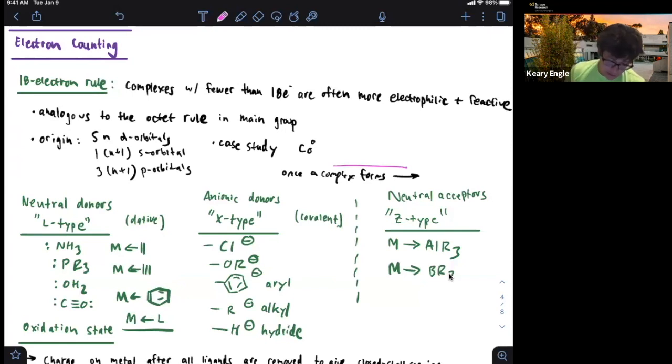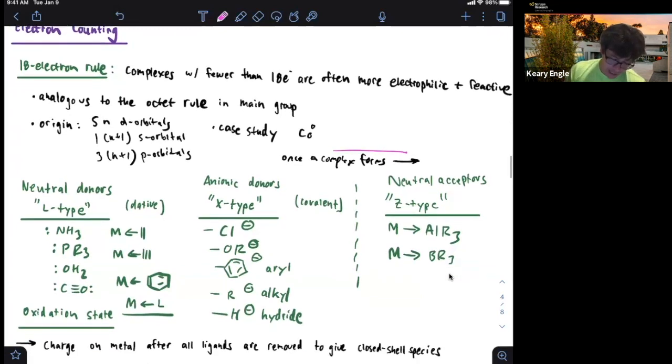So the origin of the 18 electron rule is just like with the octet rule. It all comes down to atomic orbitals. So for any given principal quantum number, you have 5 d orbitals, and then at the next principal quantum number, you have 1 s orbital and 3 p orbitals, and then you have 2 electrons each, and together that will make 18 electrons. So let's consider one case study here, which is that of cobalt 0.